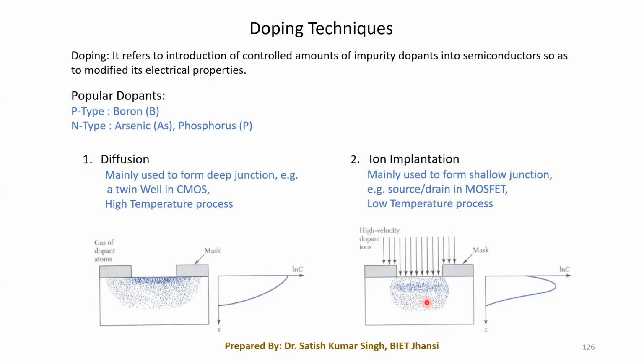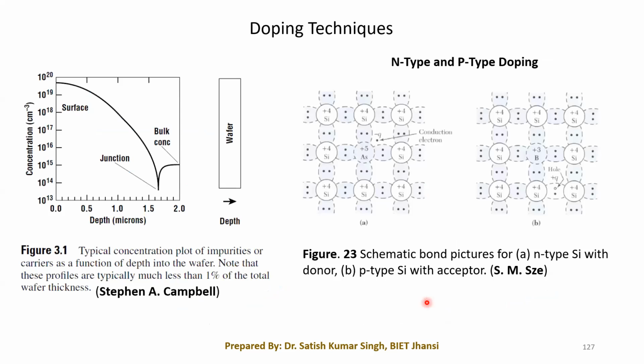So basically, one important thing about this diffusion process is the doping concentration, or doping profile, that I explained in the previous slide, when we follow the diffusion process. You can see that this is another picture.